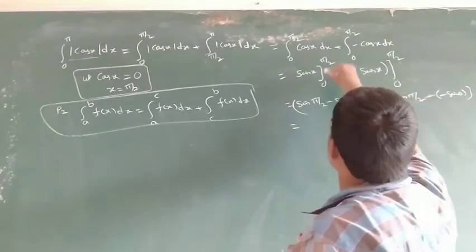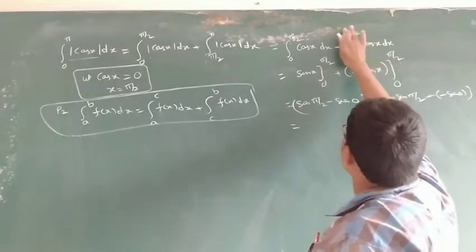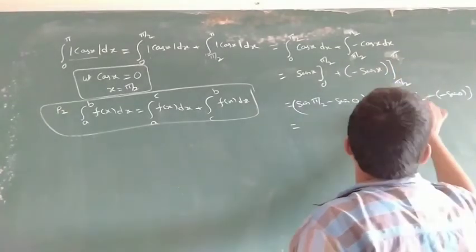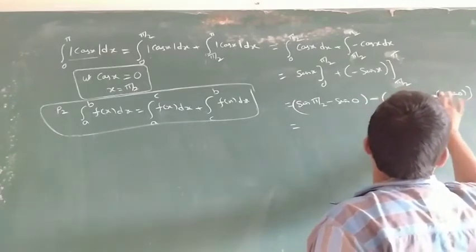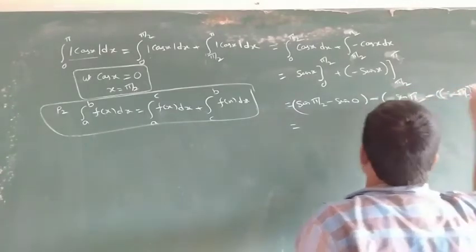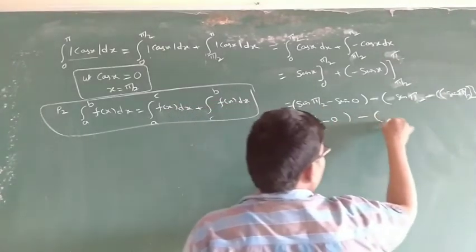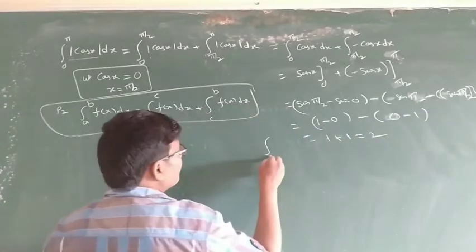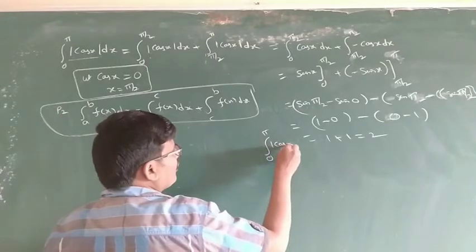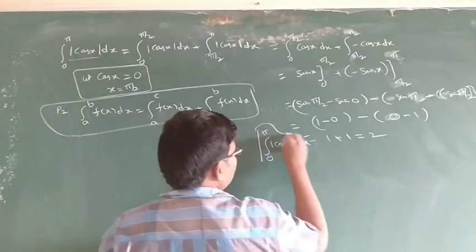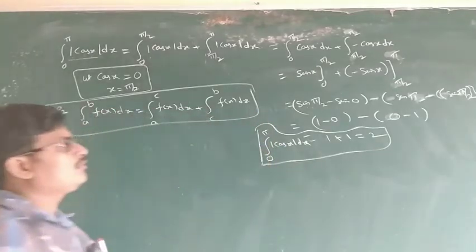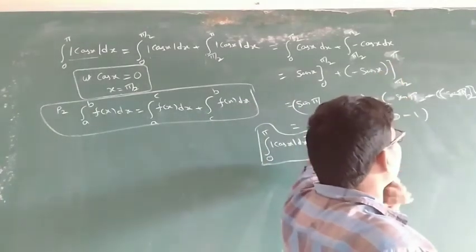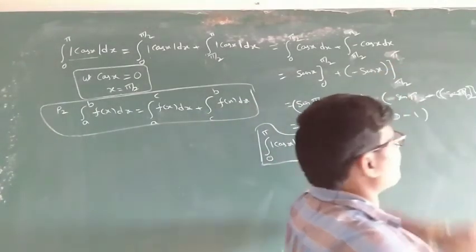Sorry, the first is 0 to pi by 2, and then pi by 2 to pi, the second quadrant. So minus sin pi minus sin 90. So sin 90 is 1, minus 0, minus of 0 minus 1. So 1 plus 1 is equal to 2. So the integral 0 to pi of mod cos x dx is equal to 1 plus 1, which is 2.